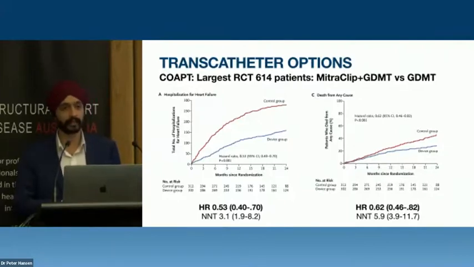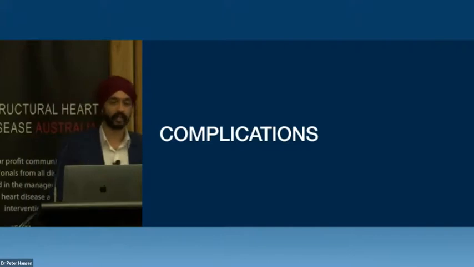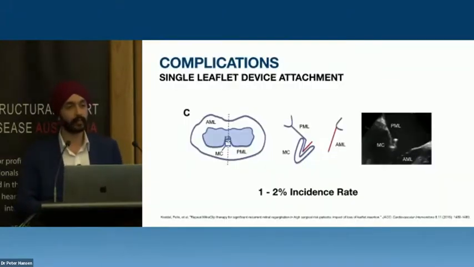with a number needed to treat of 3.1. And if we look at mortality, it showed a mortality benefit as well with a hazard ratio of 0.62 going out to 24 months and a number needed to treat of 5.9. So we saw a significant improvement both in heart failure and in mortality in this randomized trial. Obviously, like with any therapy that we offer our patients, it's not without its complications. And one of the complications to be aware of, and I'm sure will be discussed later today, is the concept of single leaflet device attachment.